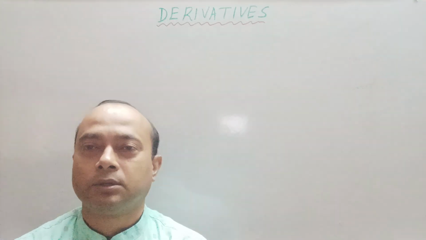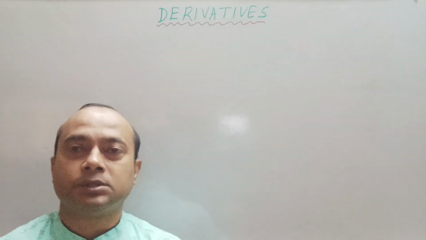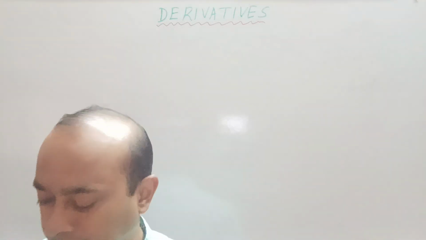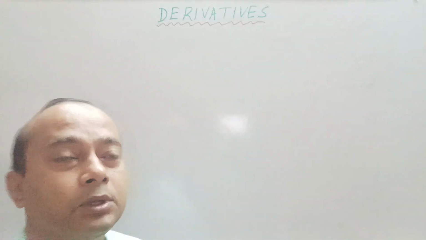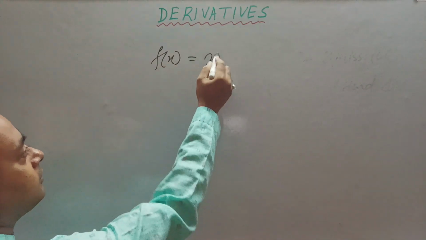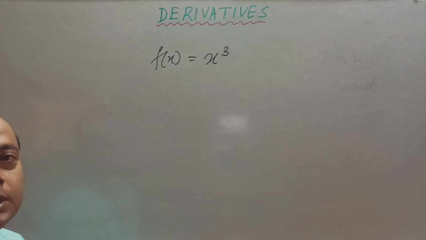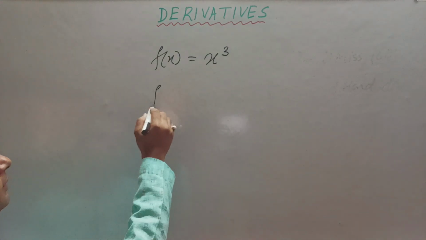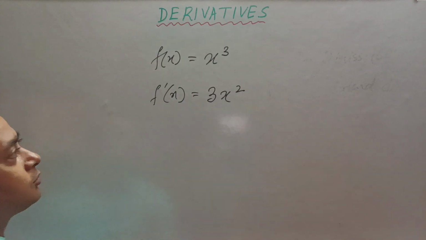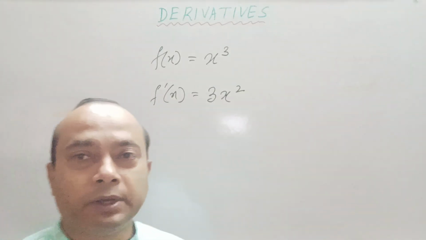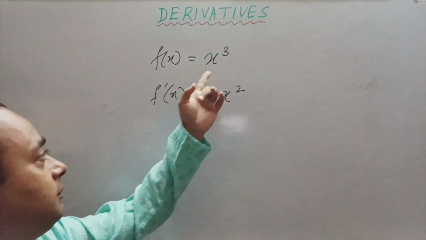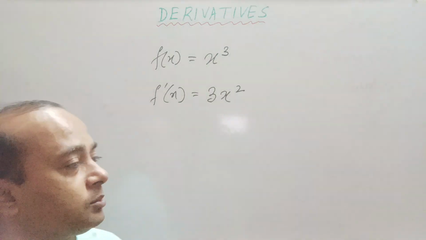Hello students, so we are going to continue our discussion on derivatives. The last question I had asked you was: what is the derivative of f(x) = x cube? And the correct answer is f dash x will be equal to 3x square. Using the first principle, we derived the value of the derivative of x cube as 3x square.